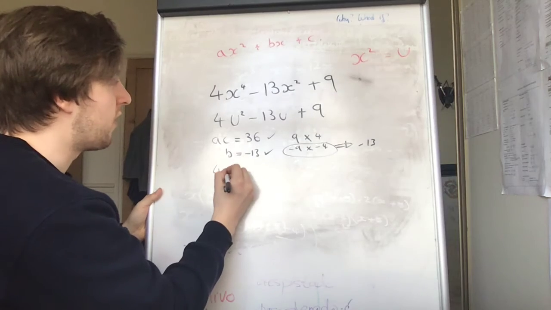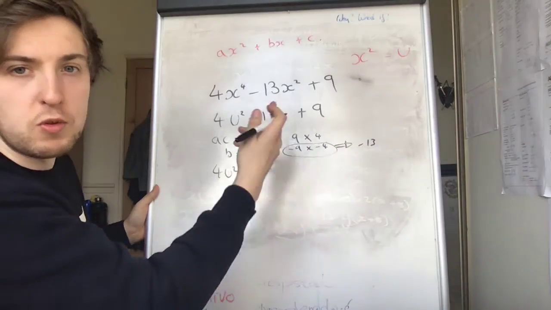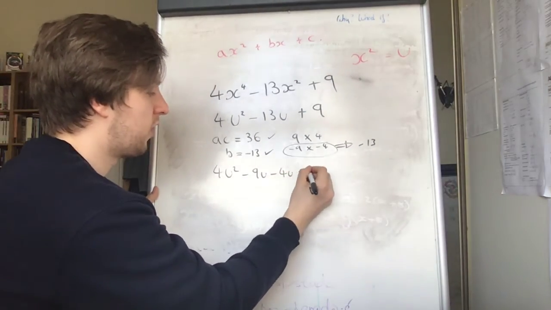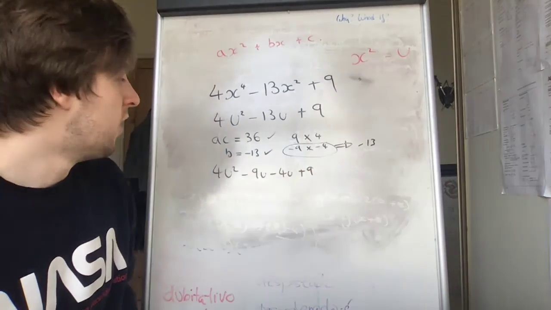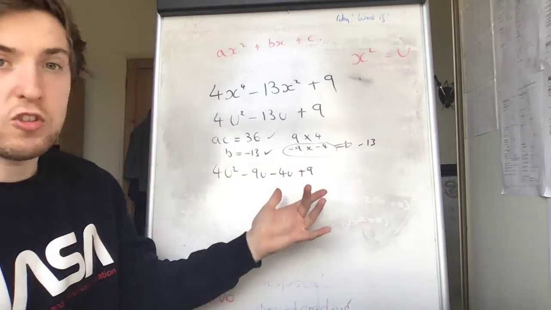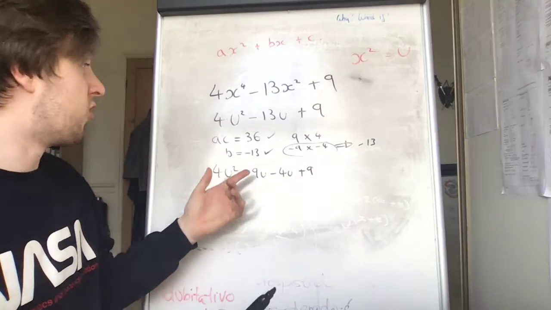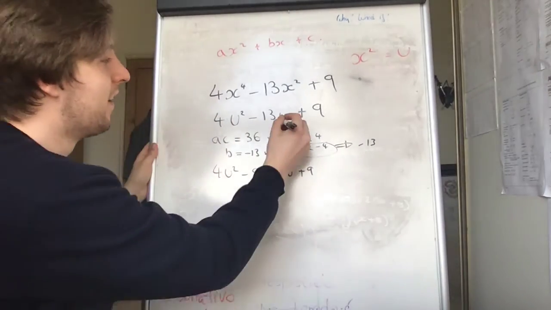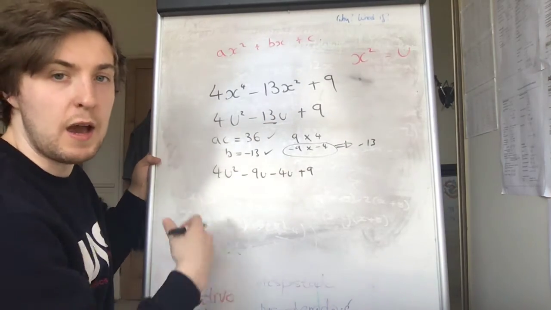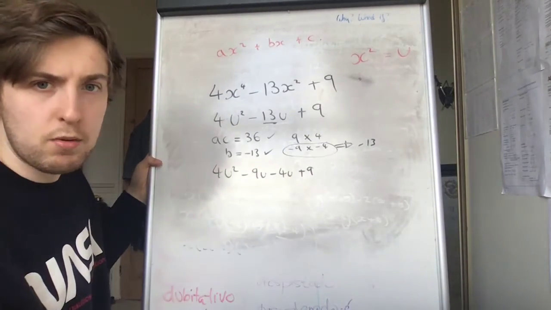So we can rewrite this by going 4u squared minus 9u, remember to use our u's here because we transform this into u's, minus 4u plus 9. Okay, so now we've got our new expression where we transform the b, which is the 13, into two separate b's essentially, and we've got our new expression. And then, as I said before, deal with each of these separately.